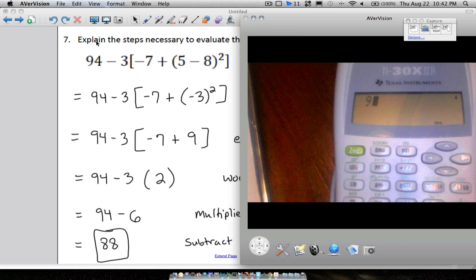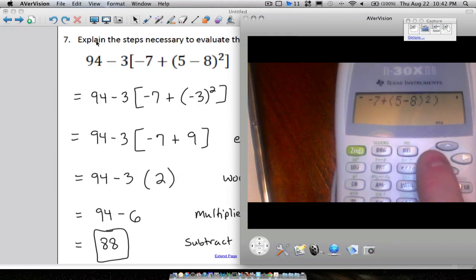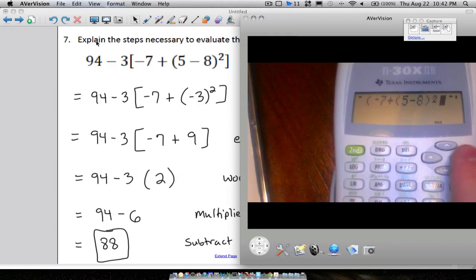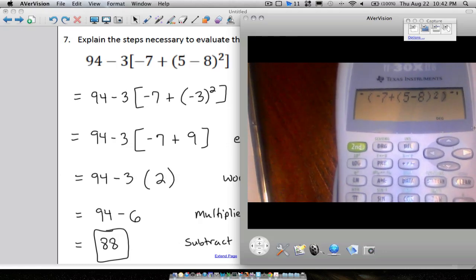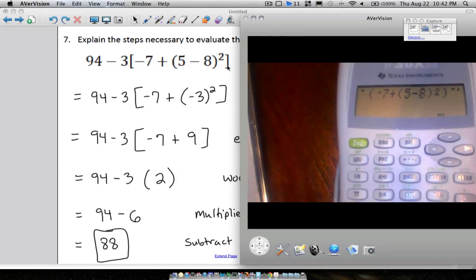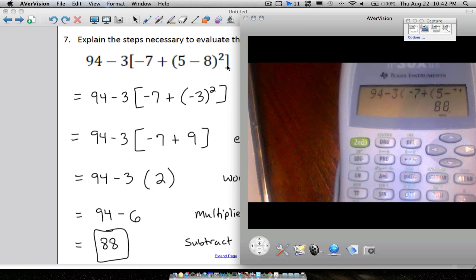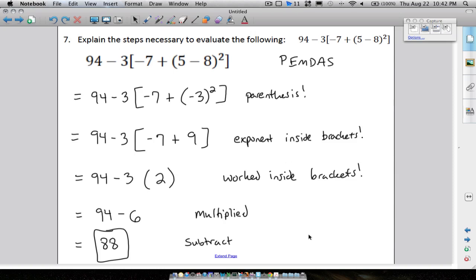So we have 94 minus 3 parentheses negative 7 plus parentheses 5 subtract 8, close it up, square it, and then another parentheses. Rewind the video if you didn't see all that, but that parentheses right there that you see flashing is this bracket. But if I press enter, look, 88, we get the exact same answer. Make sure you follow directions. Make sure that you explain.